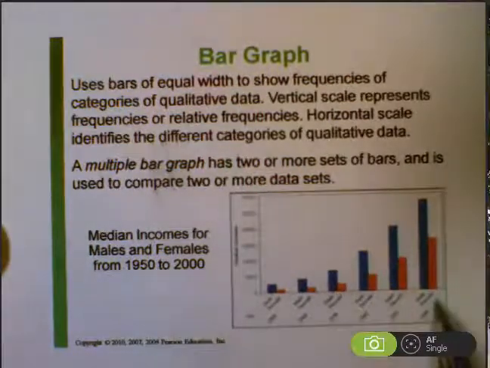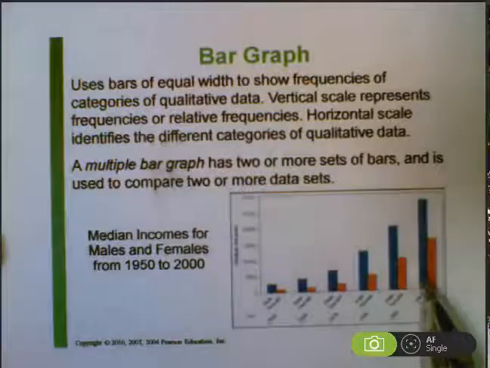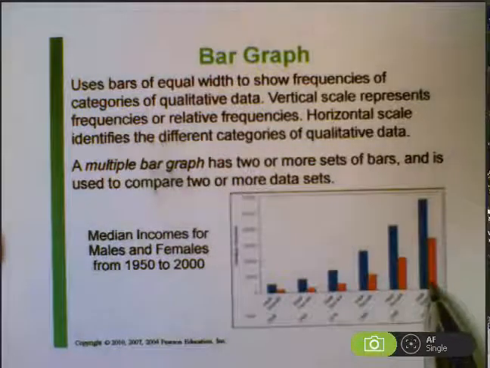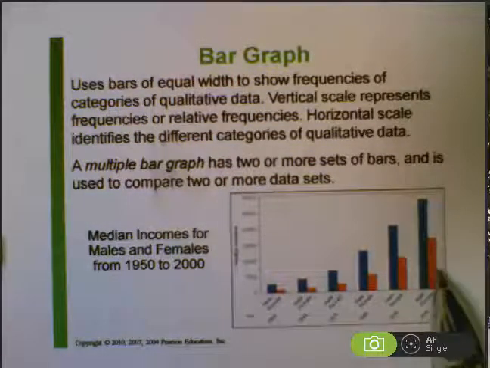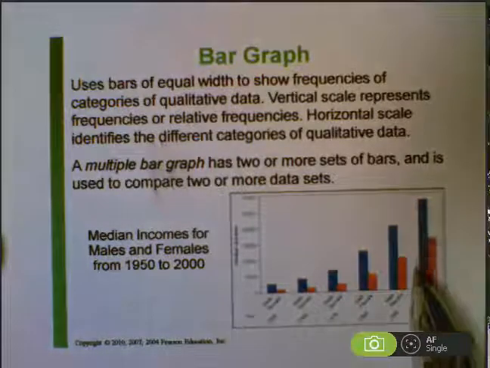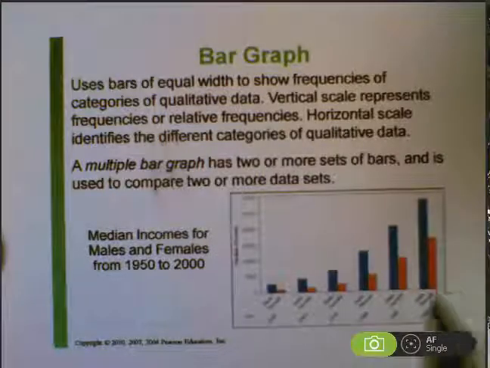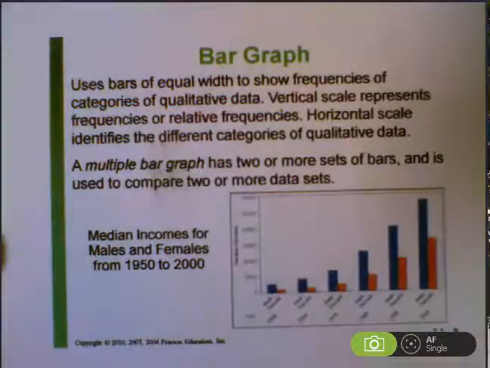And then in the year 2000, men are no longer making three times as much as women. They're now making a little bit less than twice what women make. So the women's median salaries are gaining on the men's.